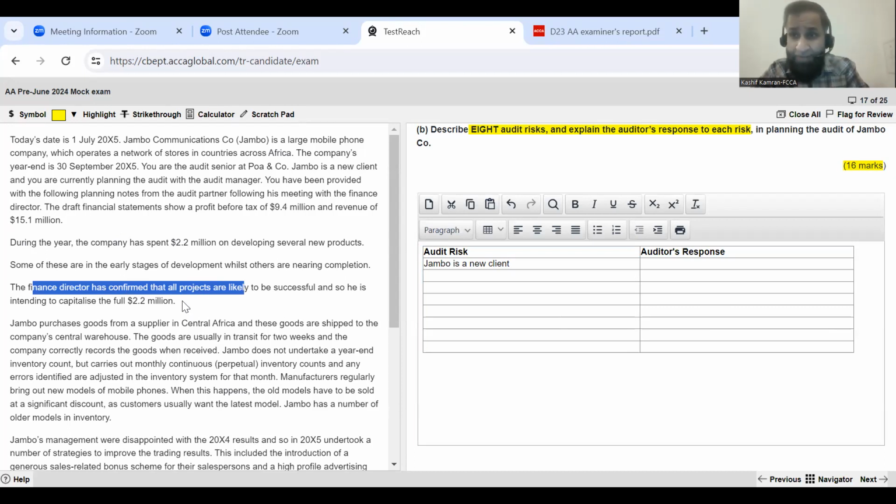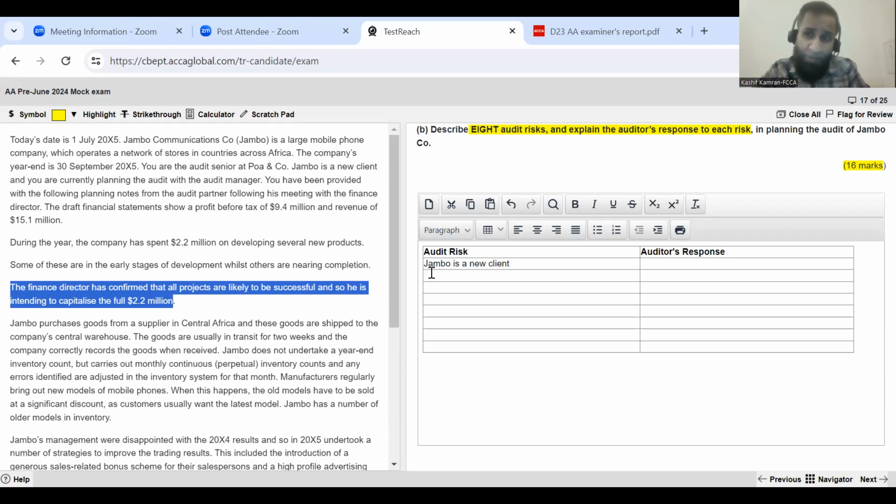Might be wrong as well. So the finance director intends to capitalize the entire 2.2 million. There is a possibility that some of the 2.2 million should be research cost, which should be expensed out. That results in overstatement of the intangible assets and understatement of expenses and overstatement of profits.